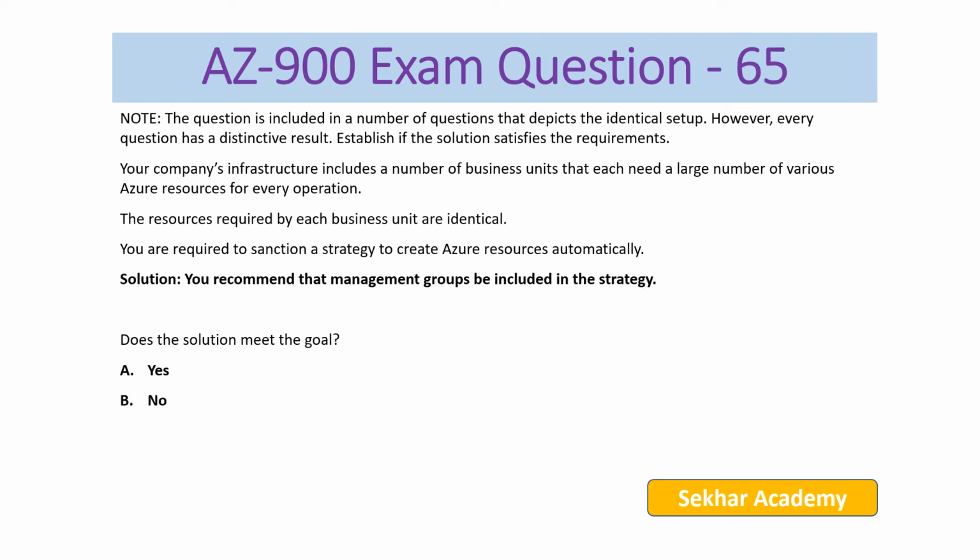AZ-900 exam question number 65. The question is same. Solution is here. You recommend that management groups be included in this strategy. Does the solution meet the goal? The right answer is B, no.